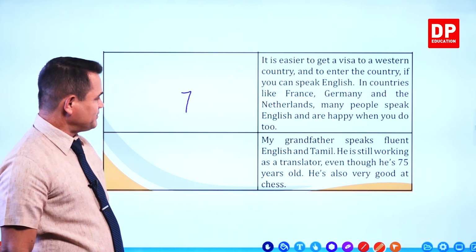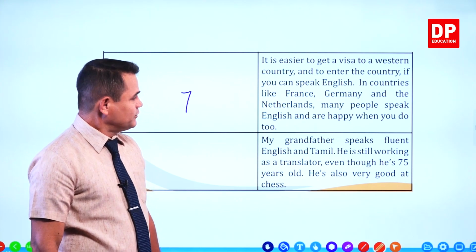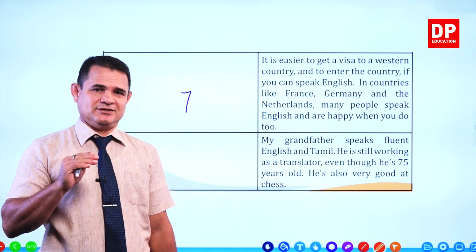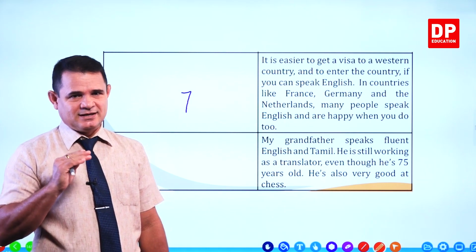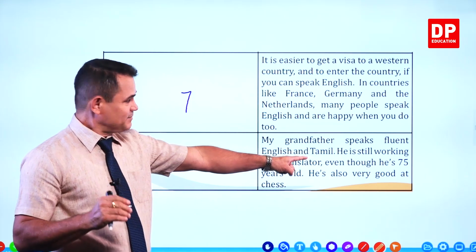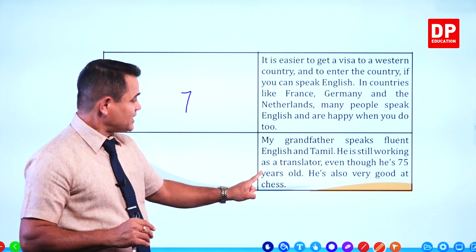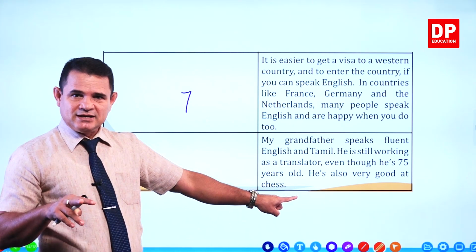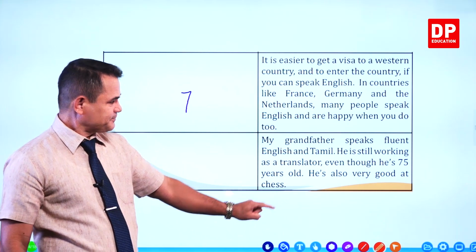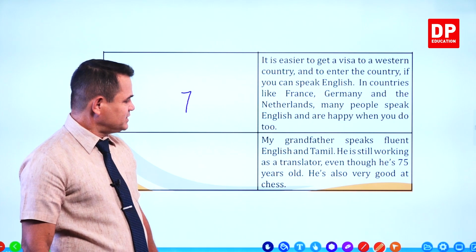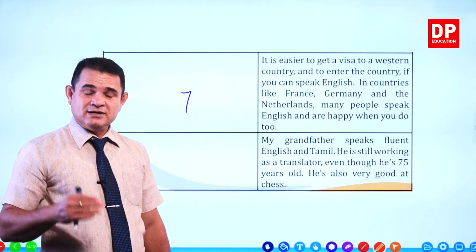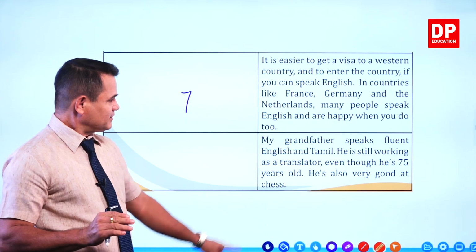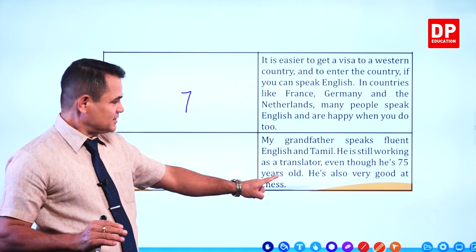And the next one. My grandfather speaks fluent English and Tamil. හරි චතුර ලෙස ඉංග්‍රීසි කතා කරන, not only English, Tamil. He is still working as a translator. Translator පරිවර්තකයෙක් විදිහට තාමත් වැඩ කරනවා. Even though he is 75 years old. Even though උනත් අවුරුදු 75ක් වයස වුණත් තාම translator කෙනෙක් විදිහට වැඩ කරනවා.